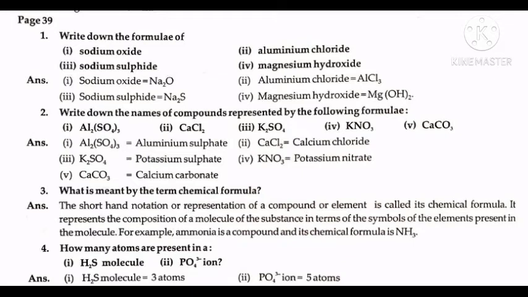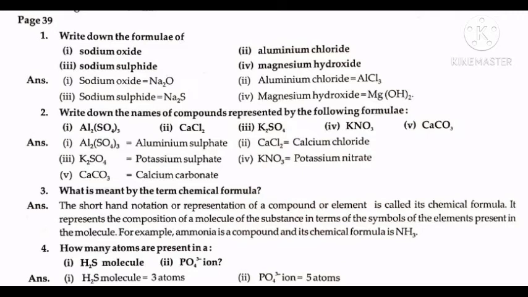Question number 3. What is meant by the term chemical formula? The shorthand notation or representation of a compound or element is called its chemical formula. It represents the composition of a molecule of the substance in terms of the symbols of the elements present in the molecule. For example, ammonia is a compound and its chemical formula is NH3.